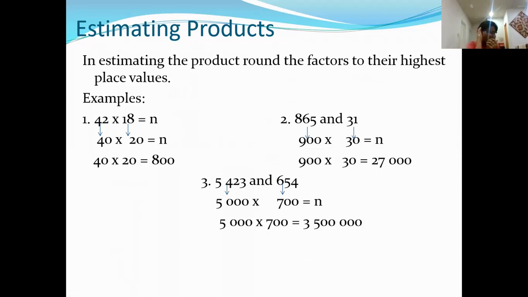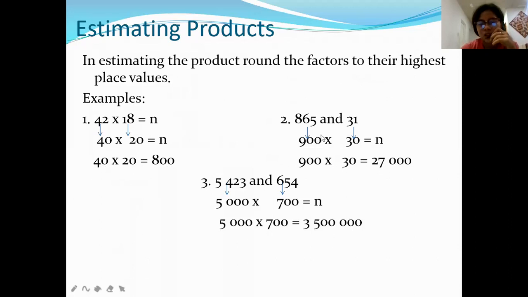For the mental way of solving, we have 4 times 2 is 8, right? So we have 8 here, and let's count how many zeros from 40 and 20. We have 1, 2, so that's 800.